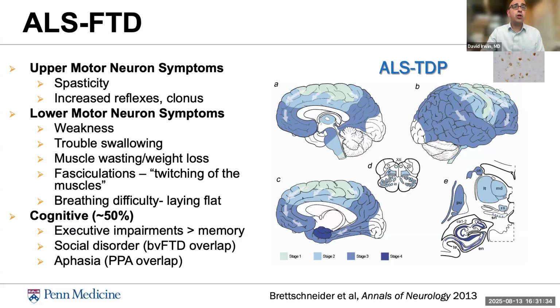Conversely, upper motor neuron signs of spasticity and increased reflexes, and lower motor neuron signs of muscle wasting, weakness, and fasciculations can emerge in patients with FTD as well. So a good motor exam is also an important part of the evaluation for FTD patients.